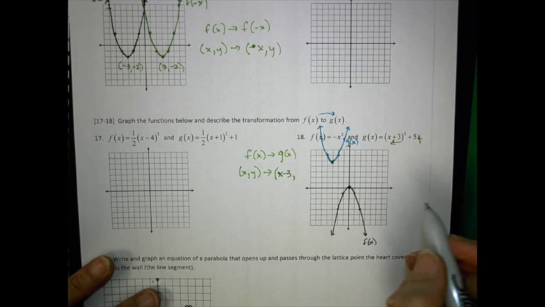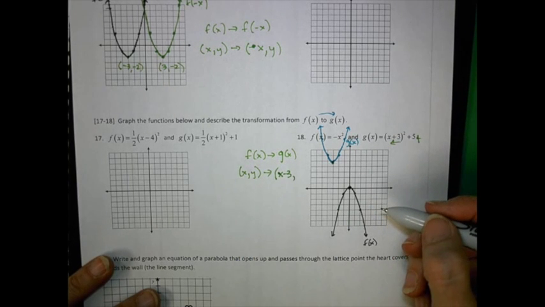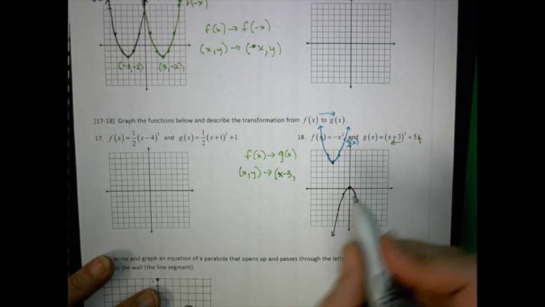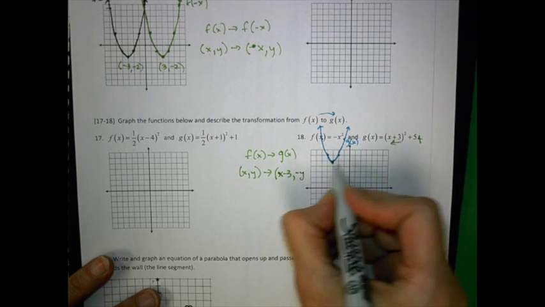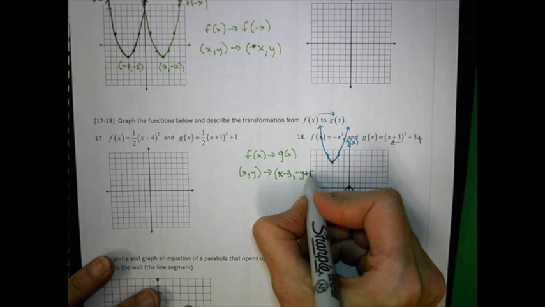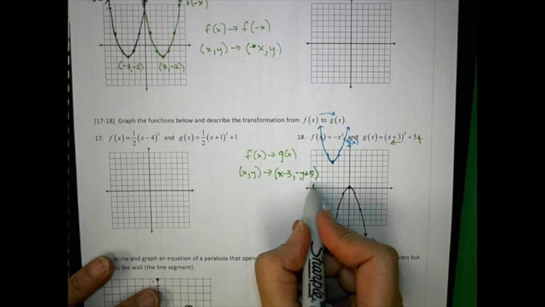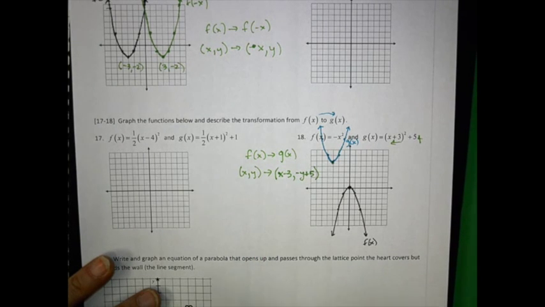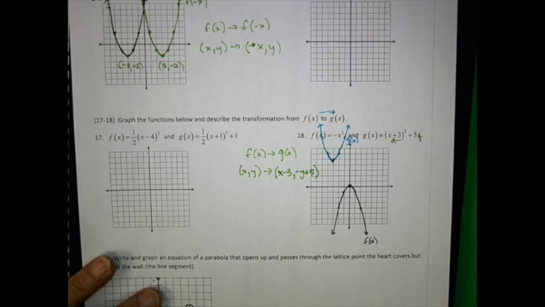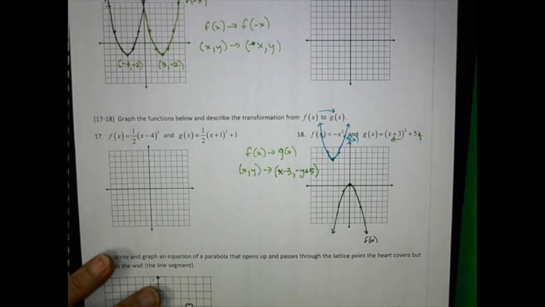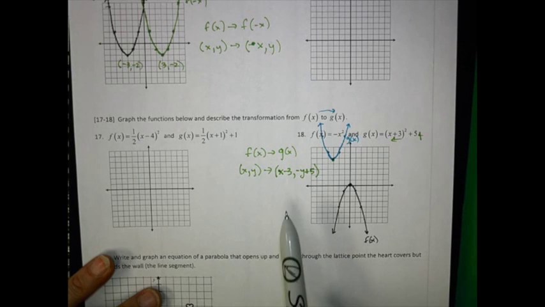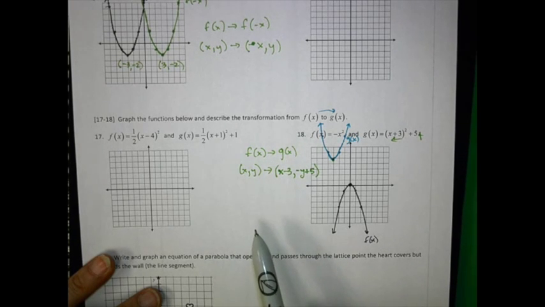But the y's had a couple different things happen to them. They reflected over, and then they also went up 5. And so this would be a way to write that transformation in transformation notation. Again, you're welcome to use words to describe that. We're going to probably need to review this more, though, throughout the year before they test in May.